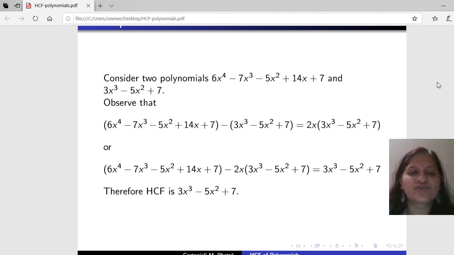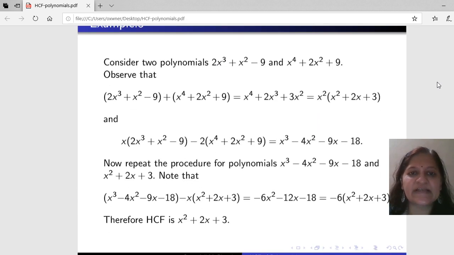So the polynomial itself, 3x cube minus 5x square plus 7, that is the second polynomial itself, divides the first polynomial. So in this case, the highest common factor is second polynomial itself. But directly to see the factorization is very difficult. So this method is very easy to compute HCF.